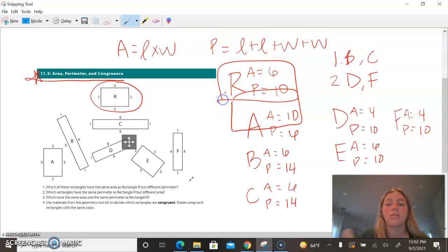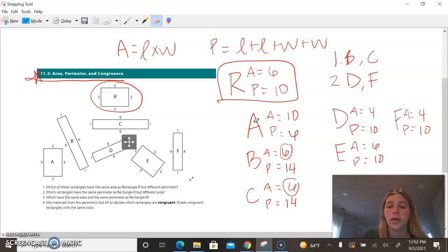This is rectangle R, okay? Now, so problem 1, B and C have the same area but different perimeter from rectangle R. Do we see that? Yes, okay, good. Now 2, we see that D and F have the same perimeter but different areas as rectangle R, okay?